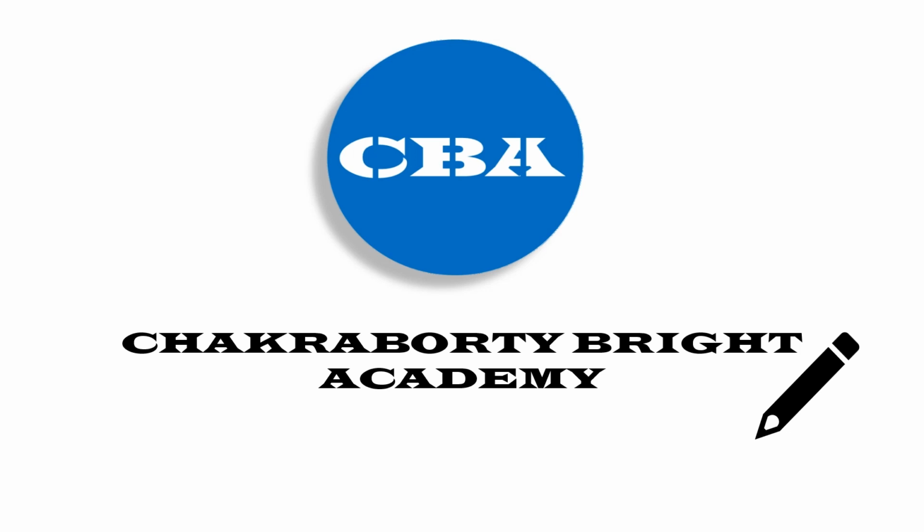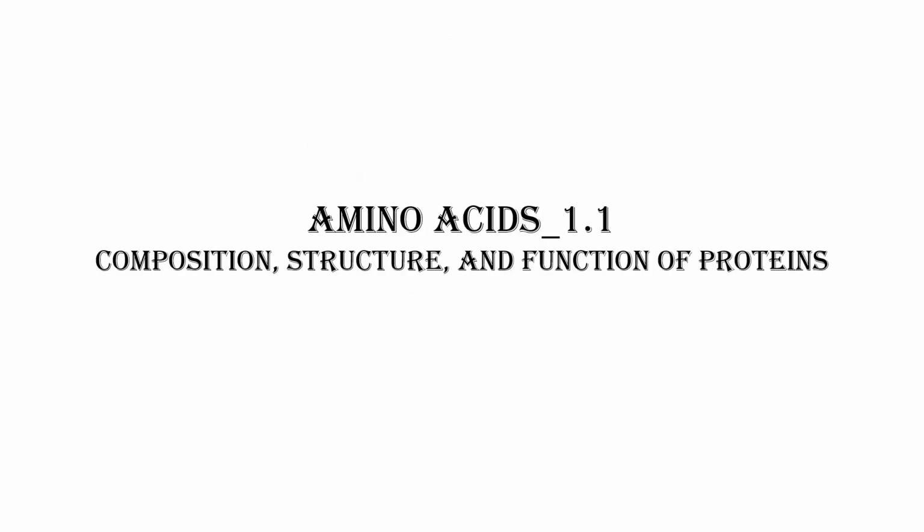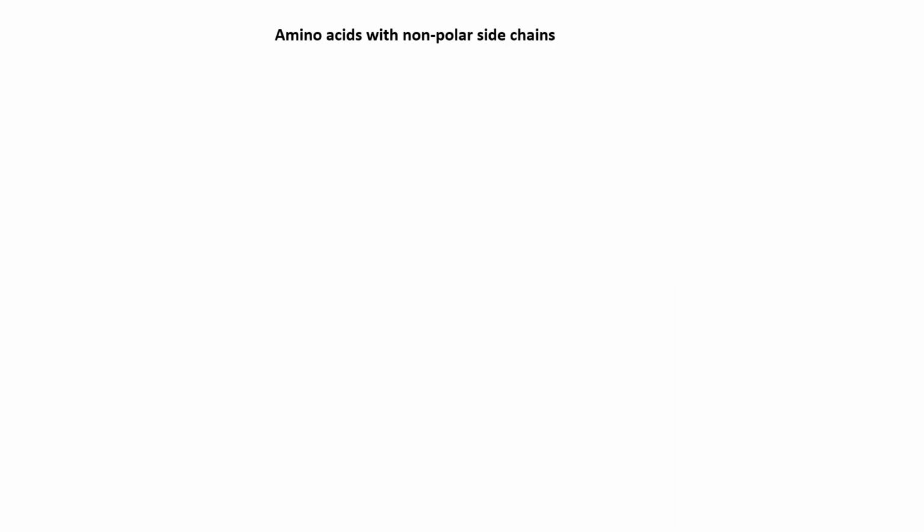Hello friends, today we are going to study about composition, structure and function of proteins. In that we will study amino acids, especially the structures of all the 20 amino acids and their importance. Amino acids can be classified into three groups.